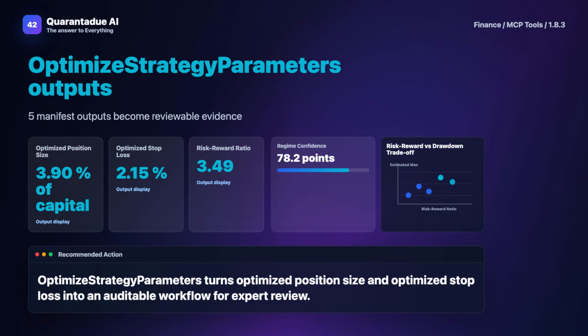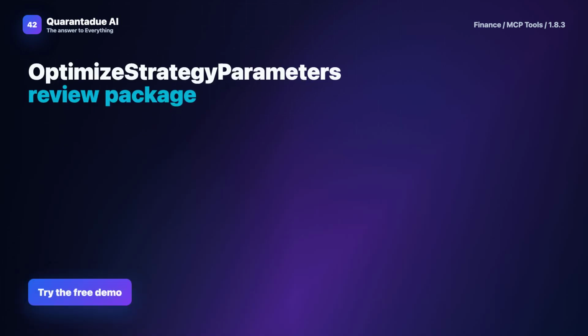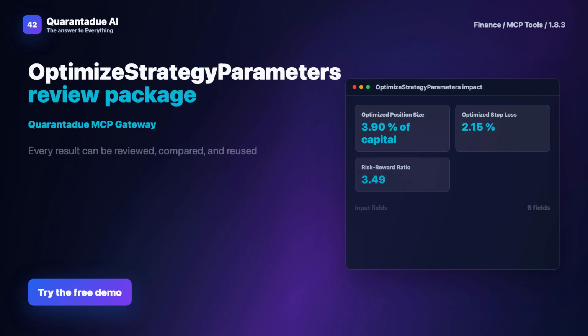Optimized strategy parameters returns structured outputs such as optimized position size, optimized stop-loss, risk-reward ratio, regime confidence, and risk-reward versus drawdown trade-off. These outputs are designed to support review, reporting, comparison, and follow-up actions.